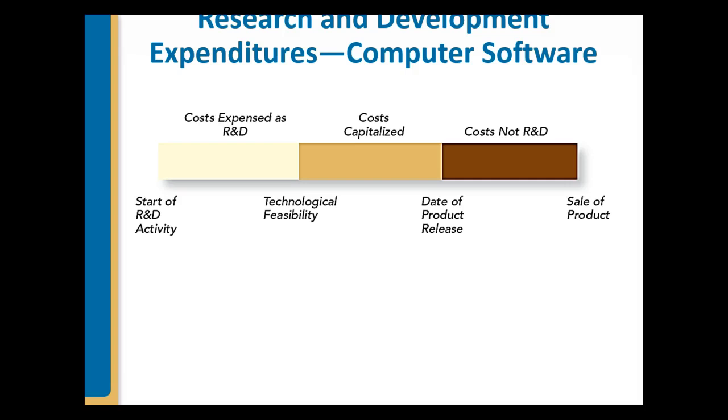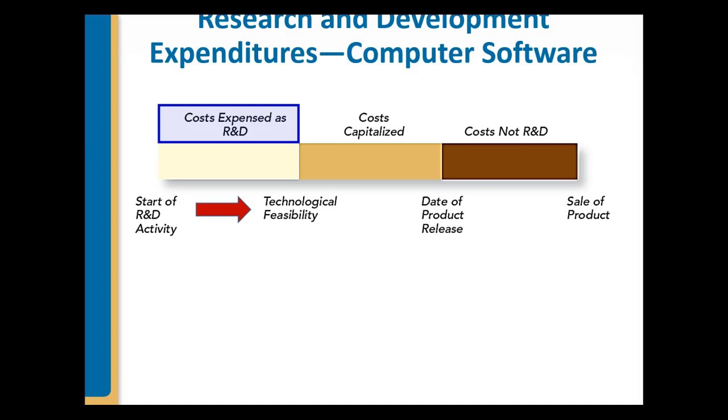Technological feasibility is established when the enterprise has completed all planning, designing, coding, and testing activities that are necessary to establish that the product can be produced to meet its design specifications, including the functions, the features, and technical performance requirements.